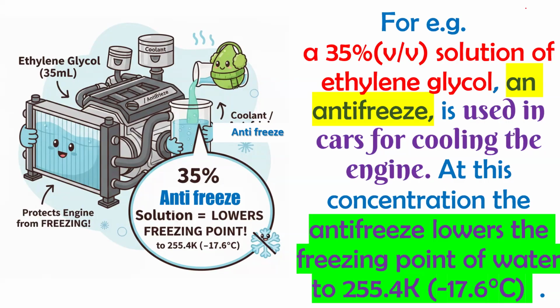So if we use 35% ethylene glycol mixed with water, the ethylene glycol lowers the freezing point of the water, so it cools the engine of the car. So that's why we are using 35% ethylene glycol as the antifreeze. Clear?